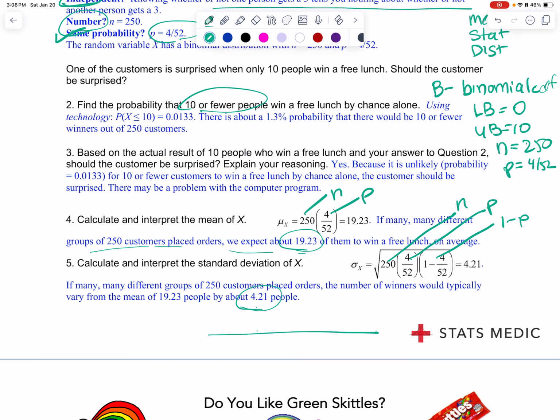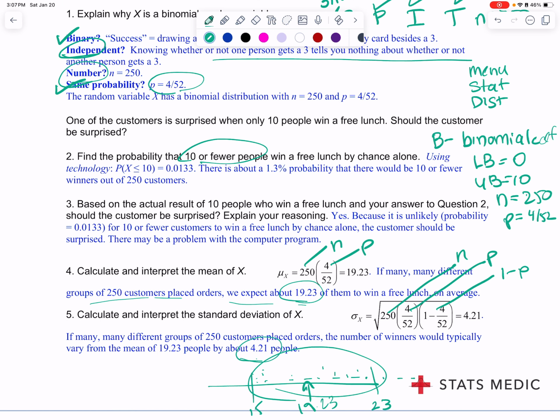What that means is if this is all my data, this here is about 19.23, and then plus 4 is about 23, and minus 4 is about 15. It's showing that I have some data over here, but most of my data is going to be right here. That's what that means. All right, I hope this helps, and we'll see you in the next lesson.